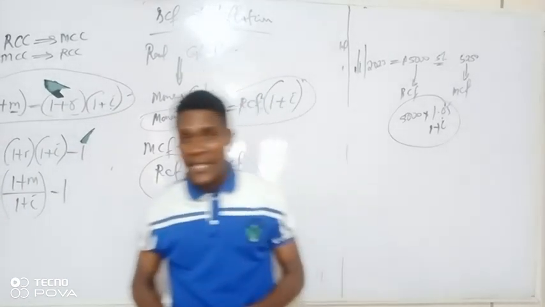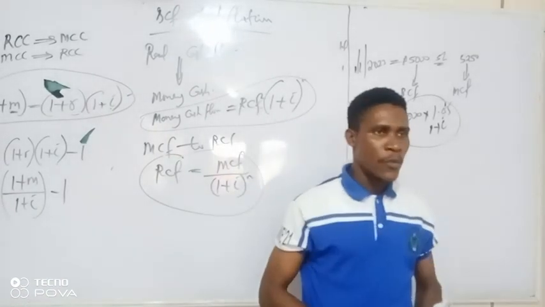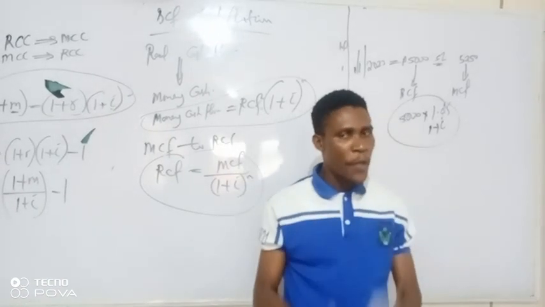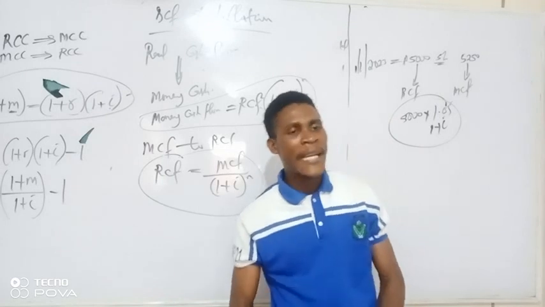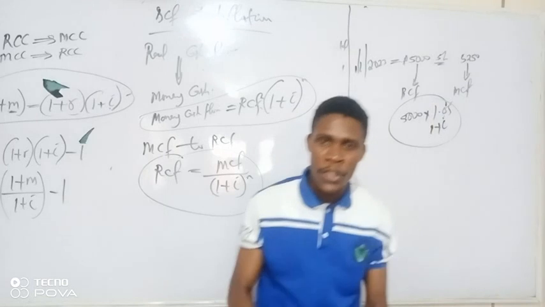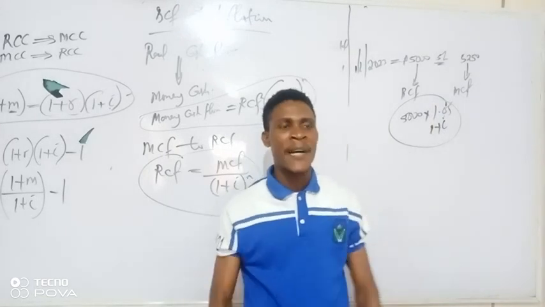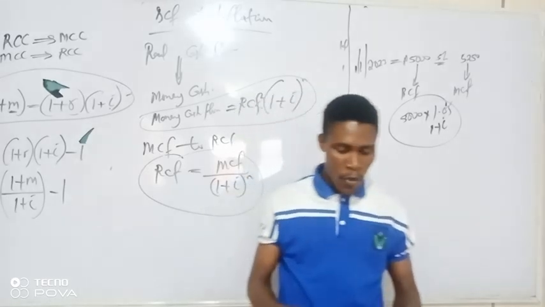Our conclusion is that when you have real cash flow, you discount with what? Money cash flow, abi? Yes. And when you have money cash flow, what do you discount with? Money cost of capital. So let's practicalize it now and see how the question will look like.